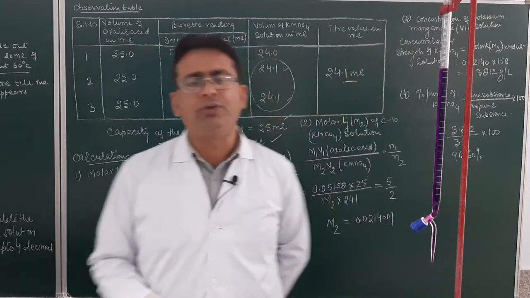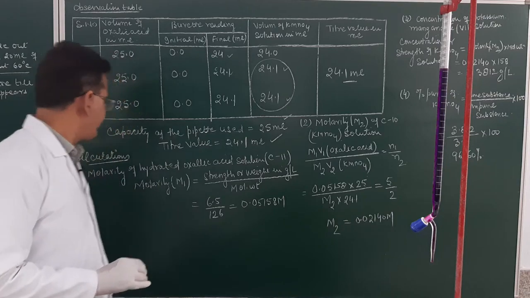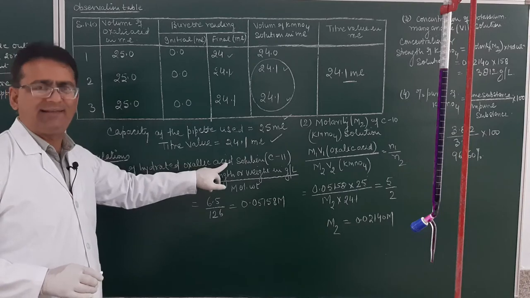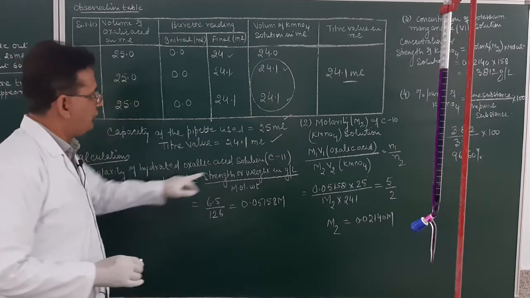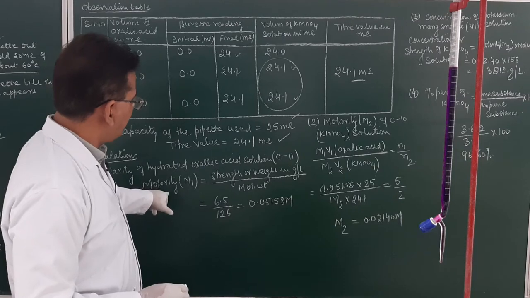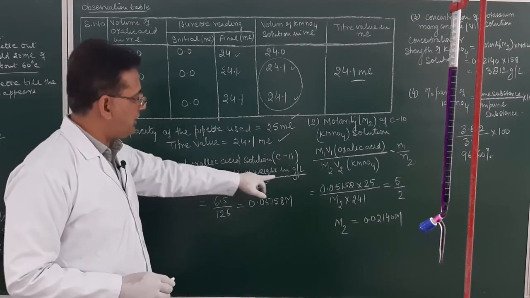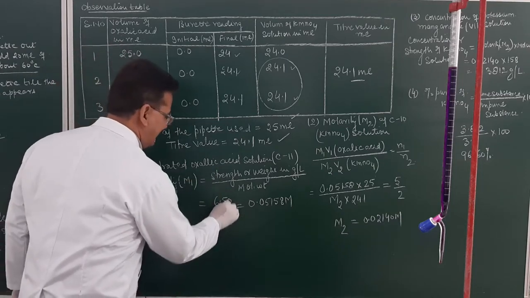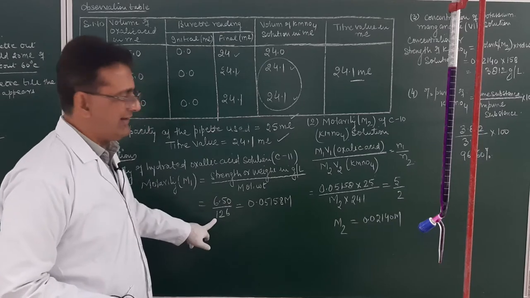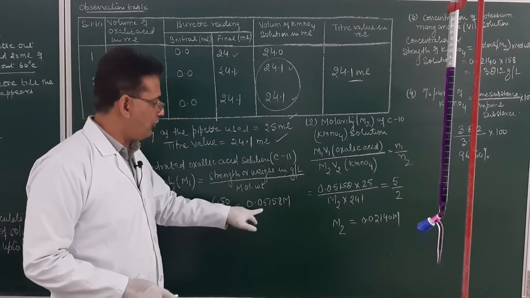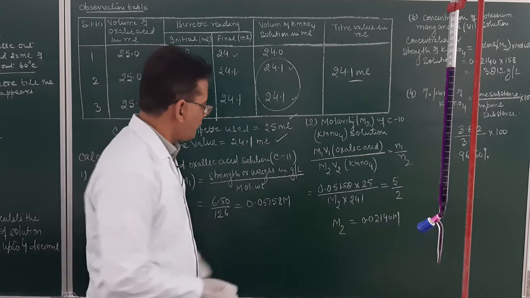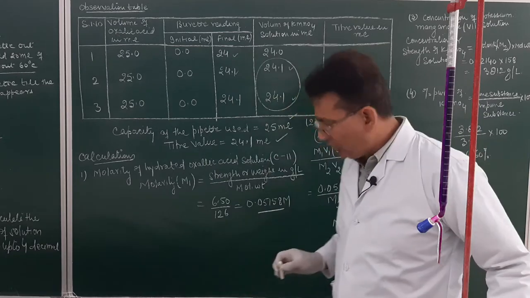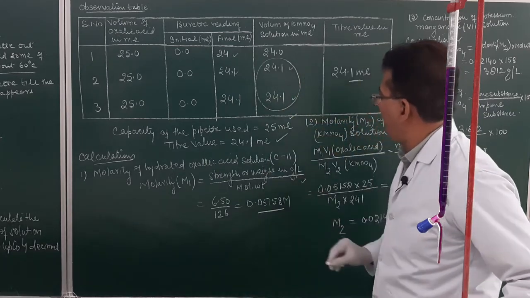Now, we have to do the calculations for the 4 questions which are being asked in the question paper. What was the first one? We have to calculate the molarity of hydrated oxalic acid solution. This is the C11 solution and this will be represented as M1. So, molarity of oxalic acid solution will be strength or the weight in gram per liter of oxalic acid upon molecular weight. What is the strength given? It is given as 6.50. So, divided by the molecular weight of oxalic acid, which is 126, it will be equal to 0.05158. Up to at least 4 decimal places it must be calculated. So, first calculation is clear. This will be the molarity of oxalic acid solution.